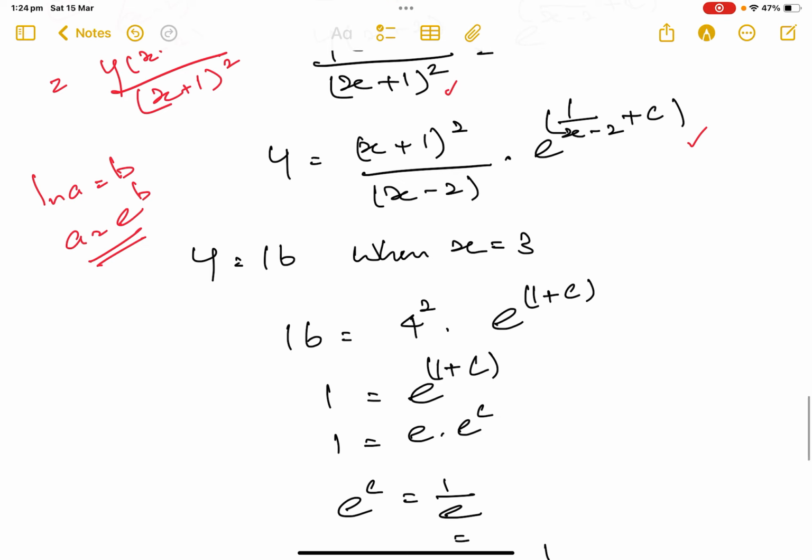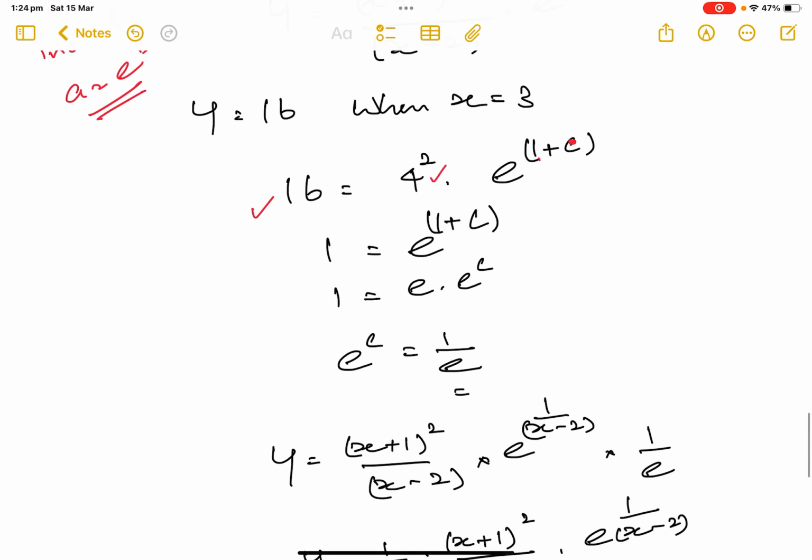Now I just want to substitute x and y values. The y value 16 is given, and when y is 16, x is 3. So 1 plus 3 is 4, 4 squared is 16. And 3 minus 2 is 1, so just 1. And then e to the power of 1 over 3 minus 2, which is 1, plus c. So 16 over 16 is 1 on this side, and on the other side e to the power of 1 plus c.